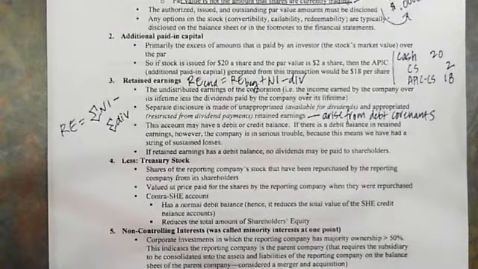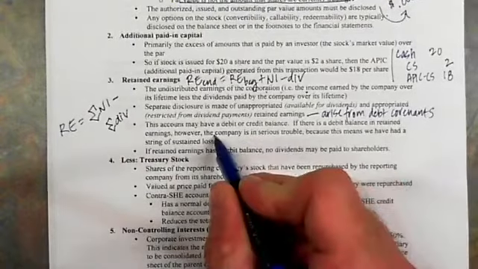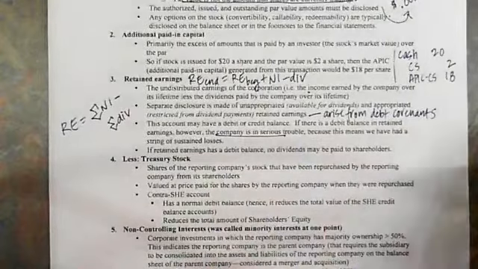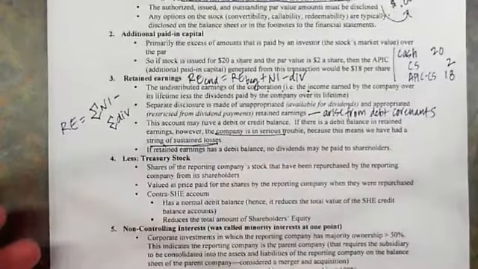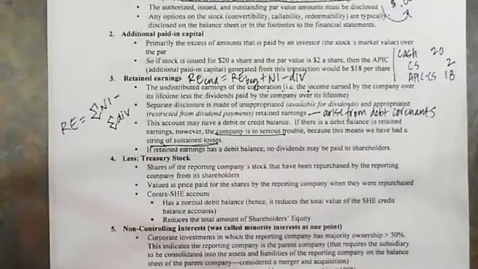Retained earnings is one of those accounts that has a normal credit balance. However, it can have a debit or a credit balance. A debit balance would mean that the company's in serious trouble, because if it has a debit balance, they've had a string of sustained losses. If retained earnings has a debit balance, no dividends can be paid to stockholders.